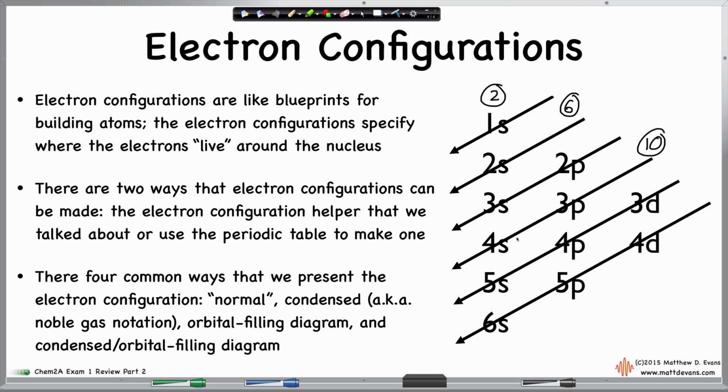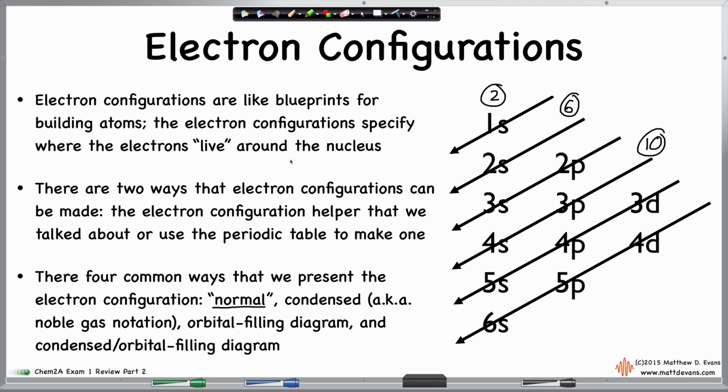All right, so there are 4 common ways that we present the electron configuration. We probably start with what I call the normal electron configuration. That's just simply putting all the electrons into these little spots. Condensed, also known as the noble gas notation, is a really easy way of doing things. And then the orbital filling diagram, which is the most tedious. And then the good news is we can combine the condensed and the orbital filling diagram and make something that's fairly easy to do. So let's take a look at 2 examples and see how this works.